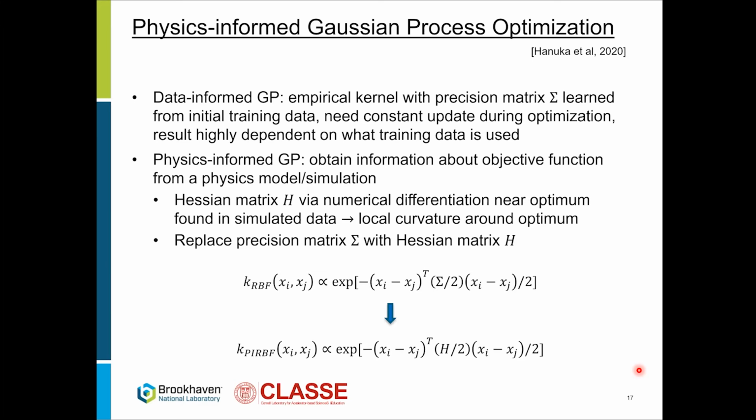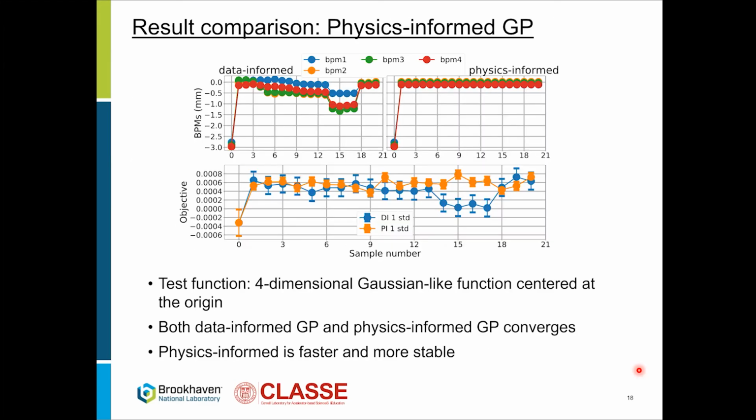So here is an example of how you can replace sigma with H in the most commonly used radial basis function kernel. You can do it with any kernel function that you use. For example, we use the Matern kernel for our experiment, and you just do the same thing with the replacement of the matrix. Okay, next slide.